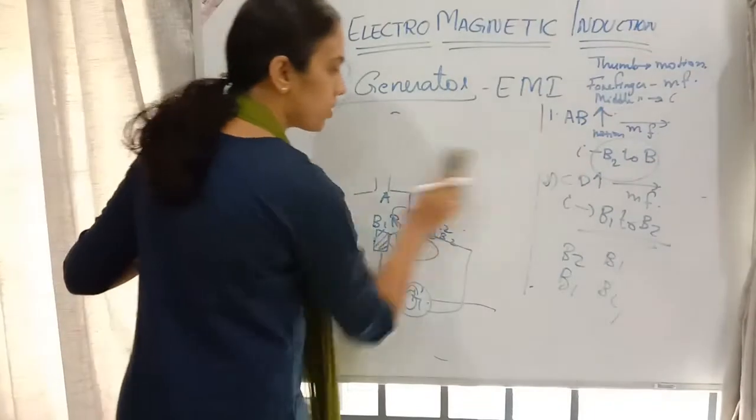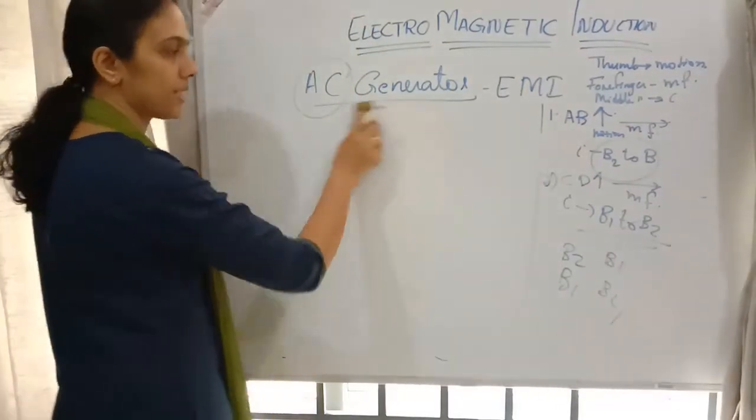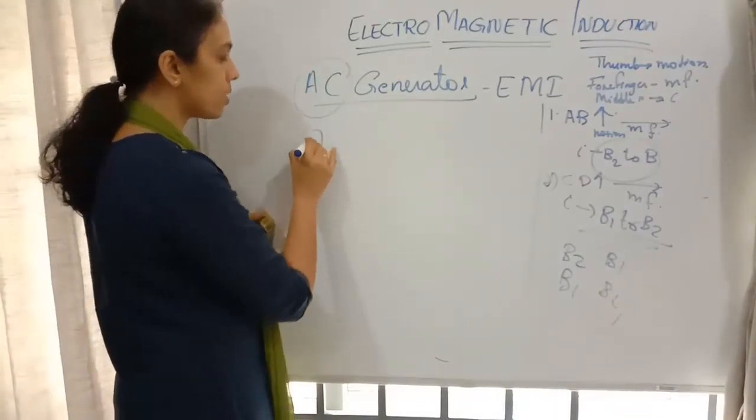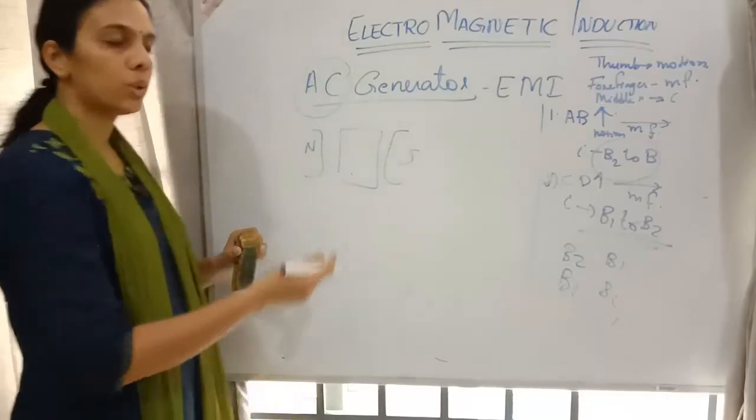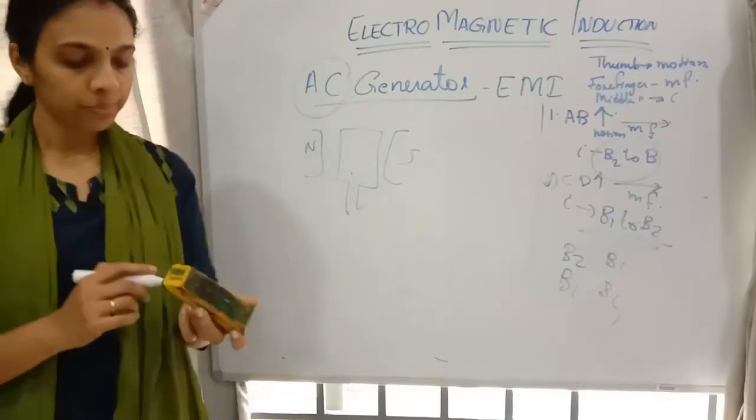Next we are going to study what the value of current will be and how we can represent this current. I told you initially, see, this is north and this is south, and here we are keeping a rectangular coil. Like this only I told you, right?